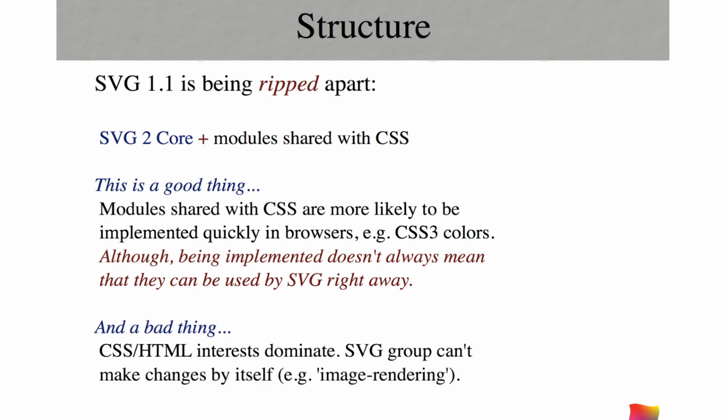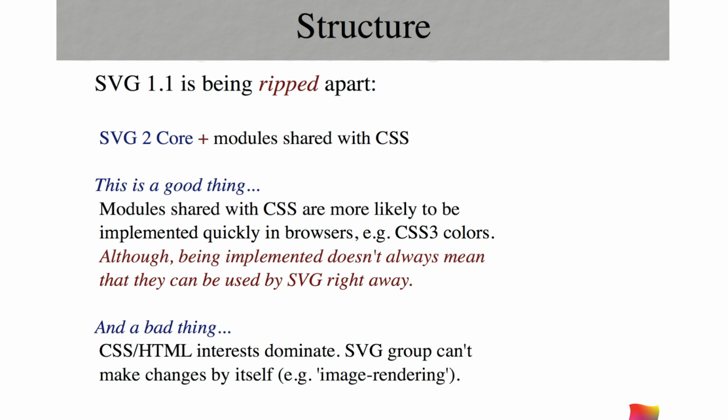For example, CSS3 colors has already been implemented, and it works in SVG. Although being implemented in the browser for HTML doesn't necessarily mean it can be used by SVG right away. The rendering models are not quite the same. I understand the browser vendors are working on unifying them, so in the future, that problem will go away, hopefully.